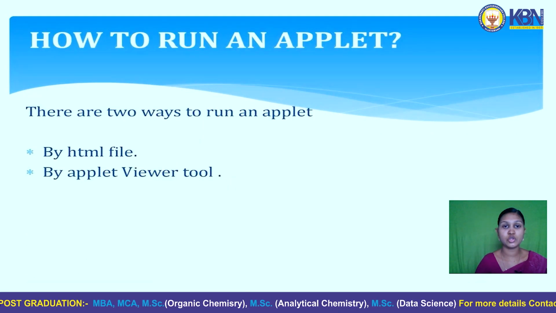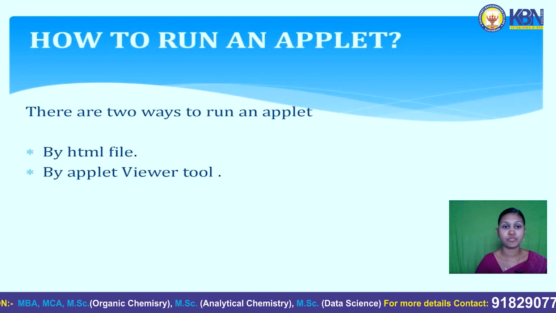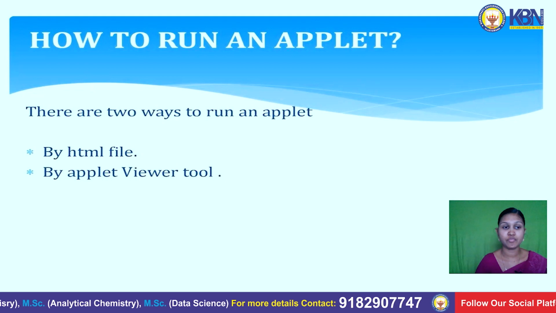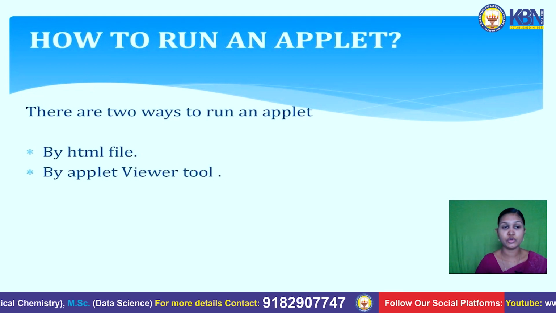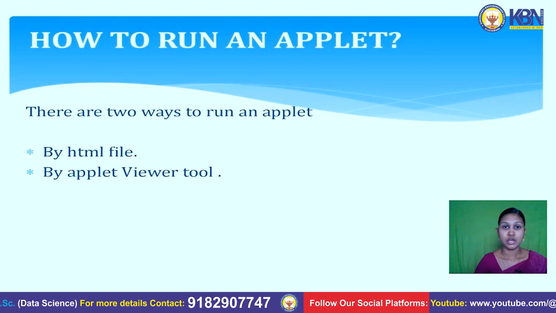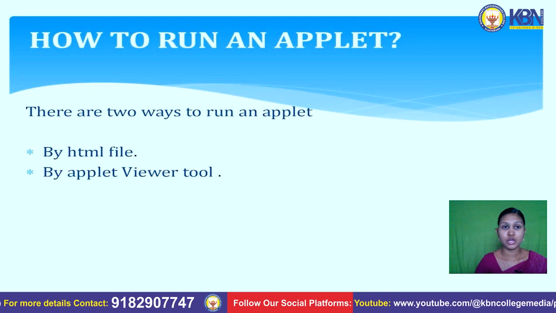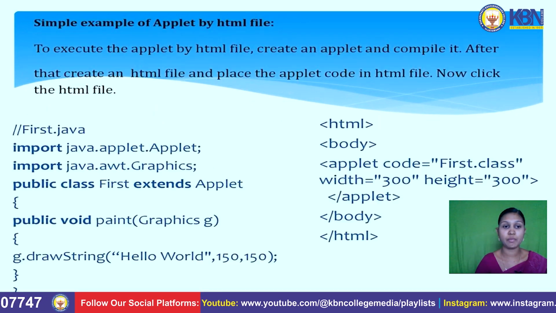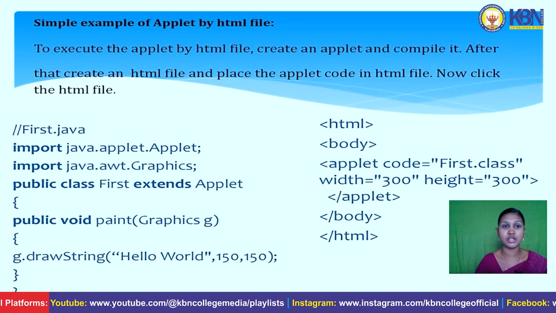How many ways are there to run an applet? There are two ways. The first way is an HTML file and the second way is the applet viewer tool. For the applet application program you have to create two files: one is the HTML file, the second is for the applet viewer tool. Now I can explain with a simple example.